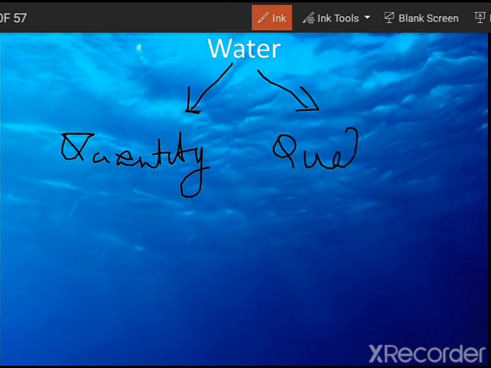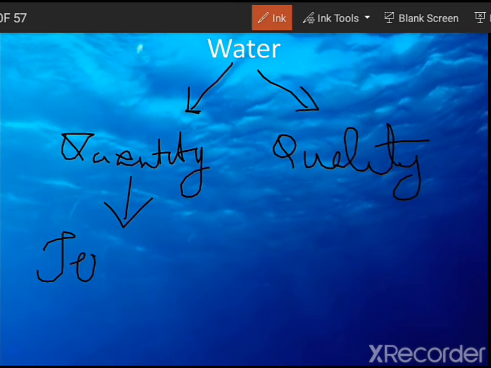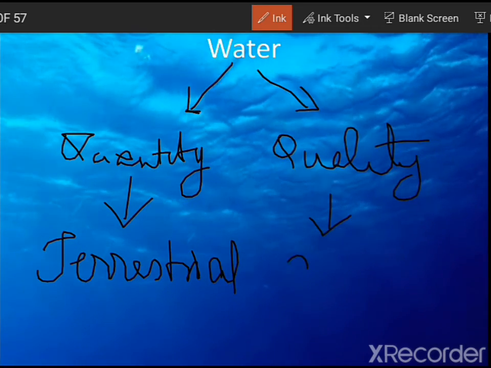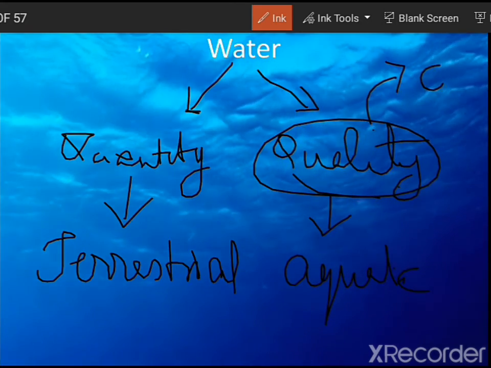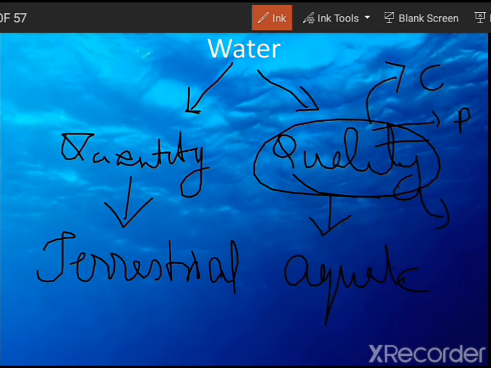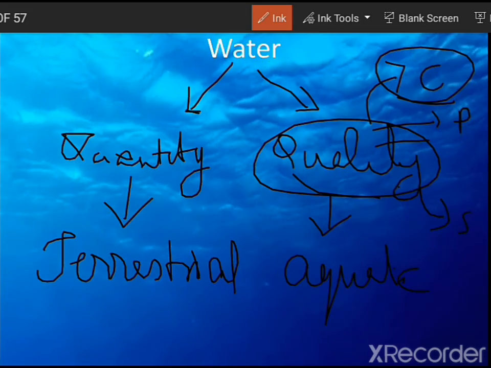Now, quantity of water is extremely important in the case of terrestrial organisms, and in the case of aquatic organisms, the quality is important. Now, quality of water can be in terms of C, P, or S. Now, what is this CPS? C stands for chemical composition, P stands for pH, and S stands for salinity.